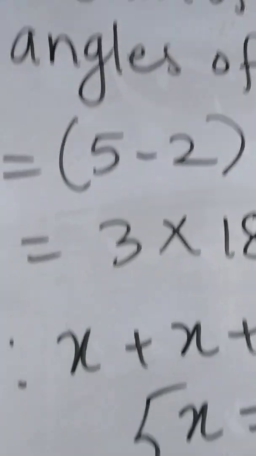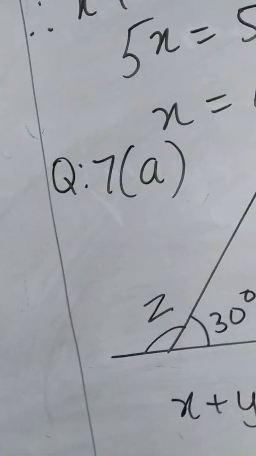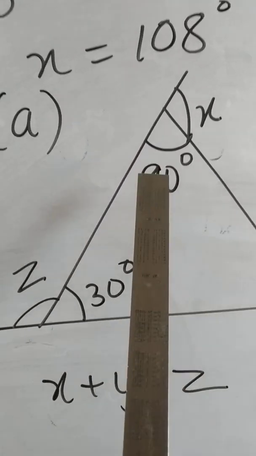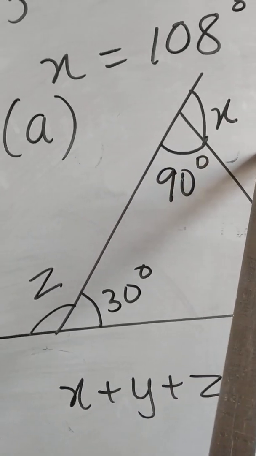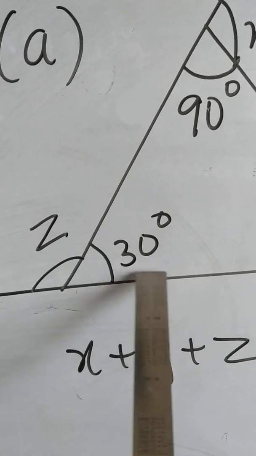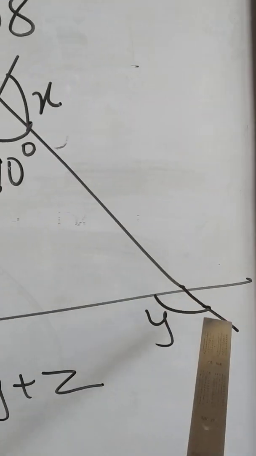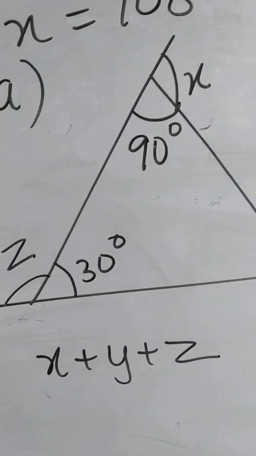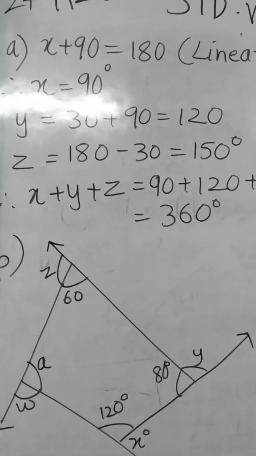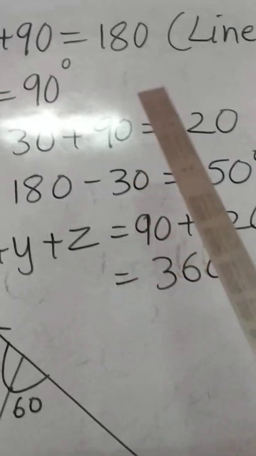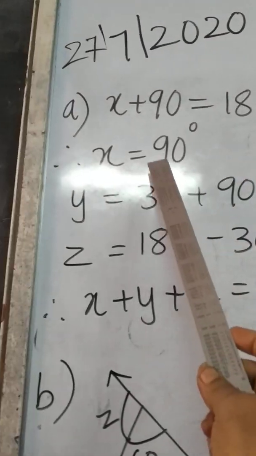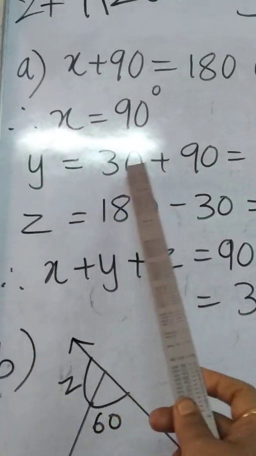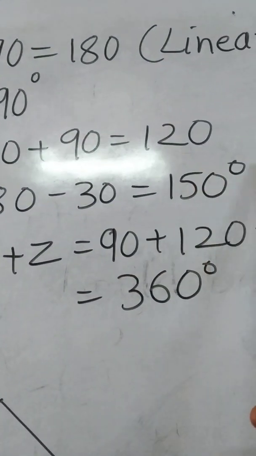Okay. Now, we go to question number 7. See the figure. Triangle, 90, x is an exterior angle, 30 is interior, z is exterior, y is not given, so we have to find out the value of x, y and z. So x plus 90 is equal to 180, that is the linear pair. Linear pair I told you. So x will be 90 degrees. So y is equal to 30 plus 90 is equal to 120.